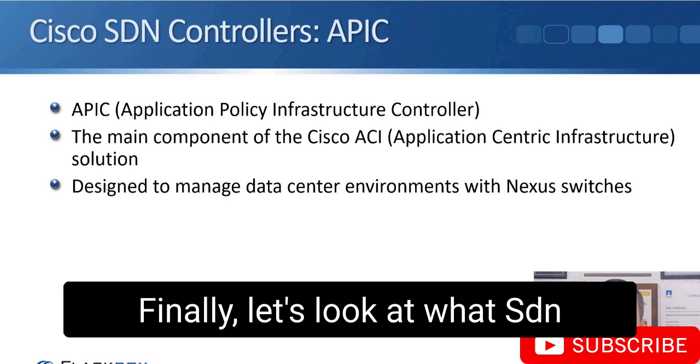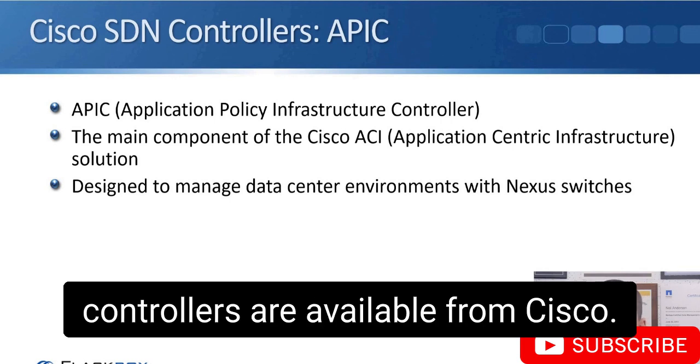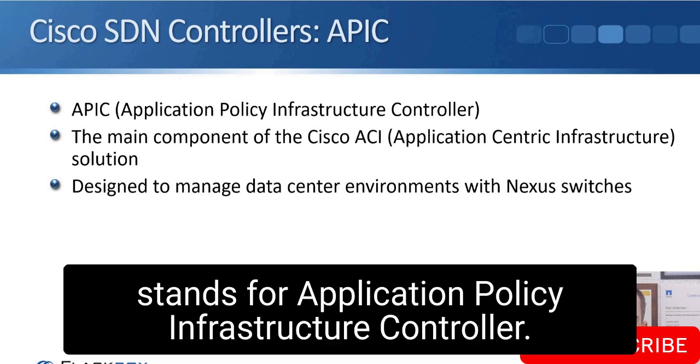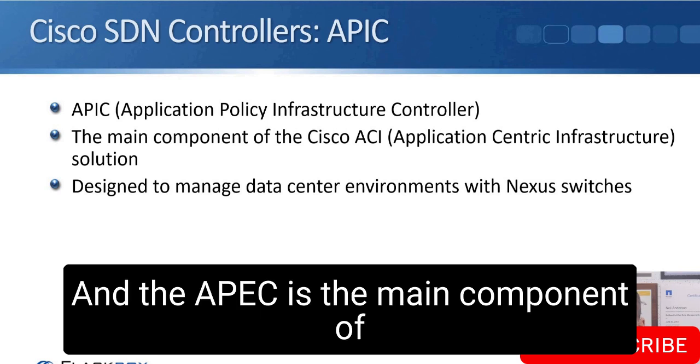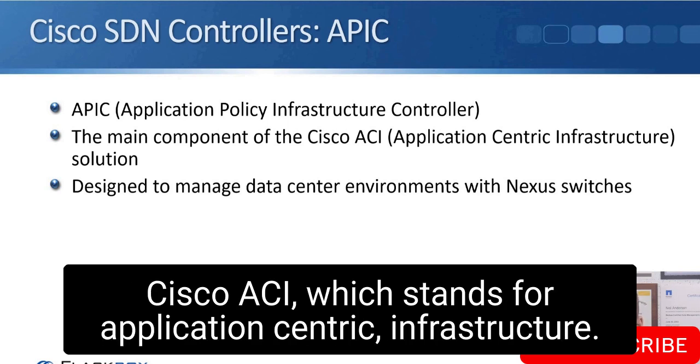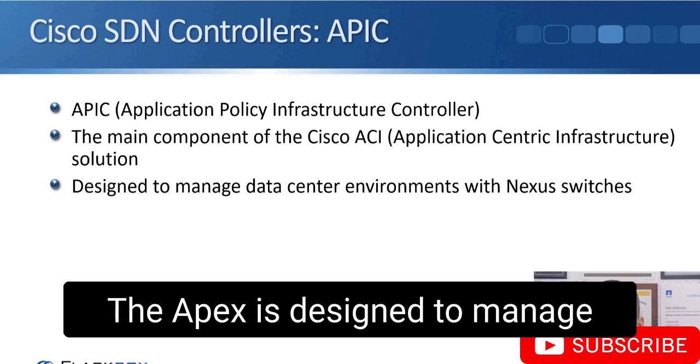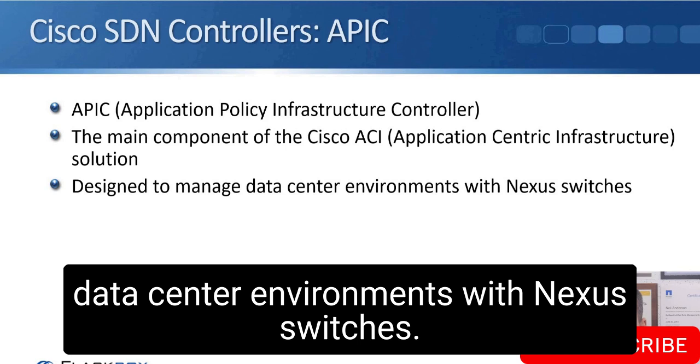Okay, finally, let's look at what SDN controllers are available from Cisco. First up, we've got the APIC, which stands for Application Policy Infrastructure Controller. And the APIC is the main component of Cisco ACI, which stands for Application-Centric Infrastructure. The APIC is designed to manage data center environments with Nexus switches.